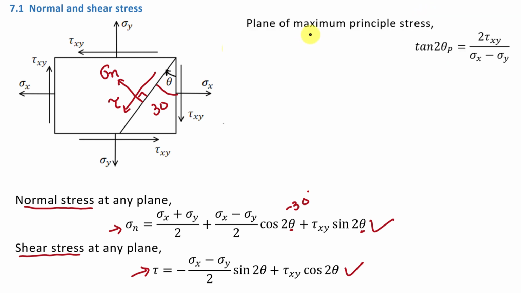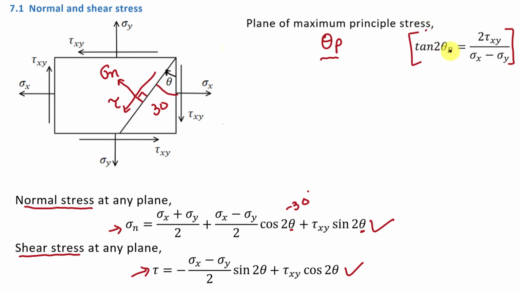Fine? So now there is an equation to find out the plane of maximum principal stress. And for maximum principal stress, theta is called theta p. Means at an angle of theta p, there will be one plane which will be the plane of maximum principal stress. And to find out the plane of maximum principal stress, means to find out theta p, we can use this equation. Tan 2 theta p is equal to 2 tau xy divided by sigma x minus sigma y. So by using this equation, you will be able to find the plane of maximum principal stress.